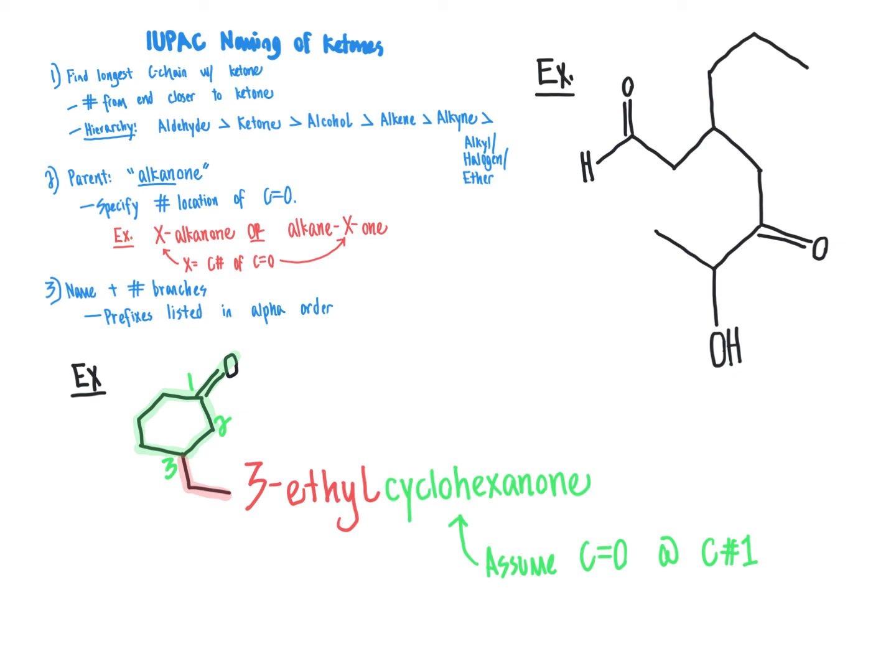So how do we go about doing this? Well, first off, we're going to look at the hierarchy here and pick what comes out of the hierarchy highest. That is going to dictate where we find our parent chain and where we start numbering that parent chain. Of the 3 groups, aldehyde, ketone, and alcohol, we see that aldehyde is highest in the hierarchy, and so that's going to determine where we start finding our longest carbon chain.